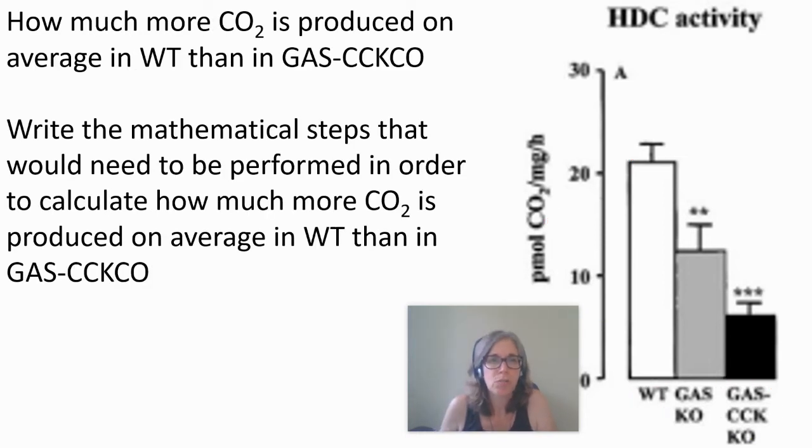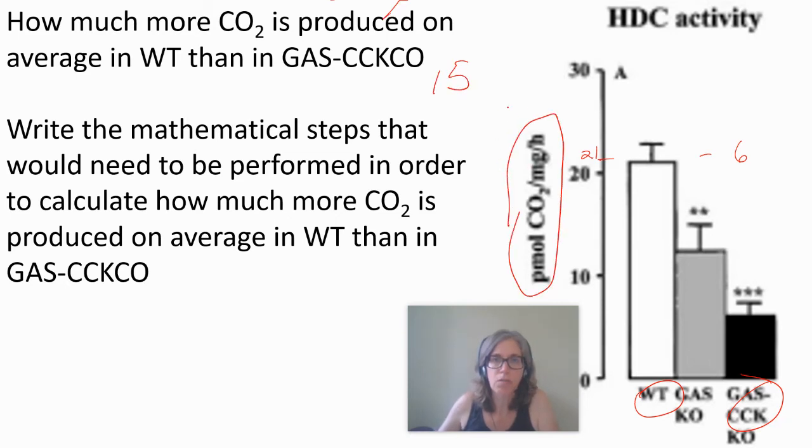How much more CO2 is produced on average in this versus this? How much more? Well, it's going to be 21 minus, this number is 6, right? 21 minus 6. That is 15. So the answer here would be 15. And then you can put in your units, picomoles CO2 per milligram per hour. Make sure you do remember to put in the units. And then it says write the mathematical steps that would need to be performed. So you would write subtract 6 from 21, or 21 minus 6 is 15.